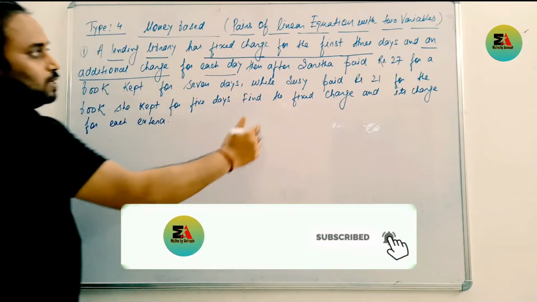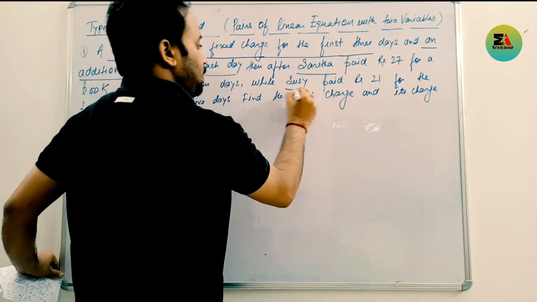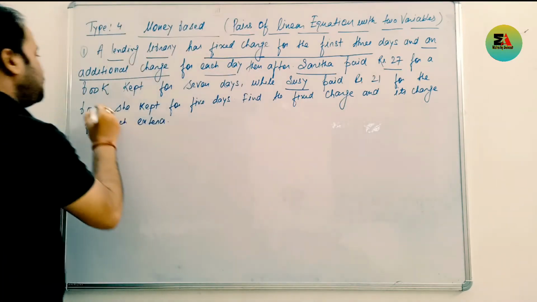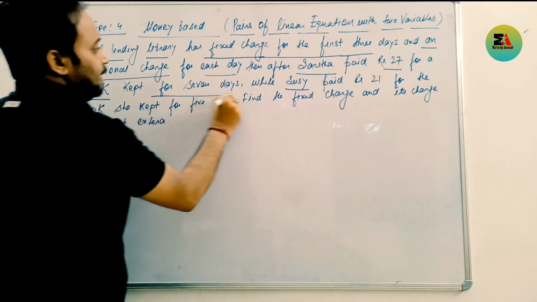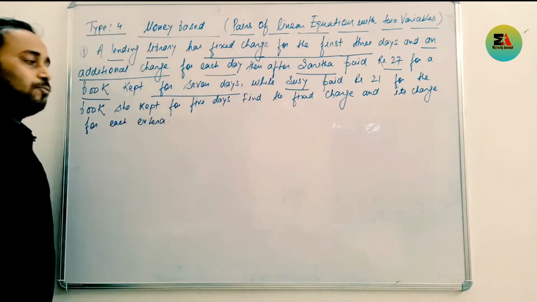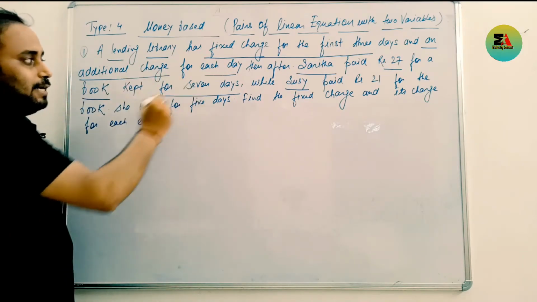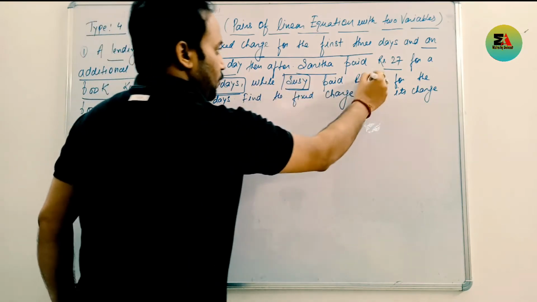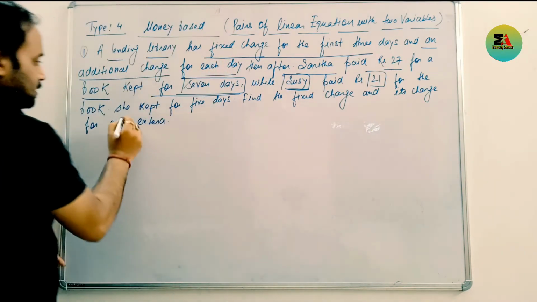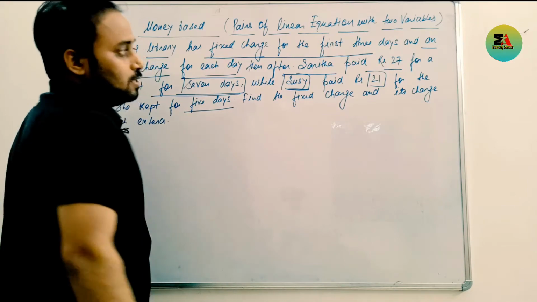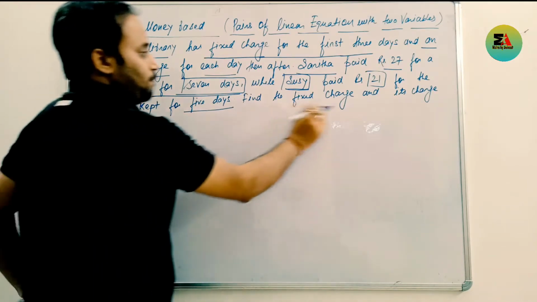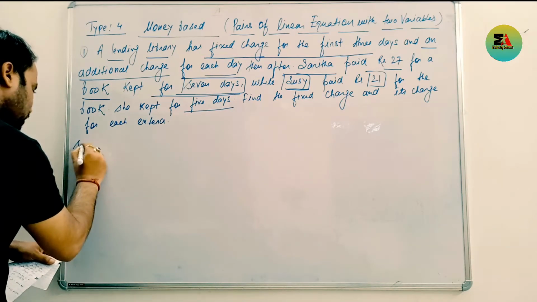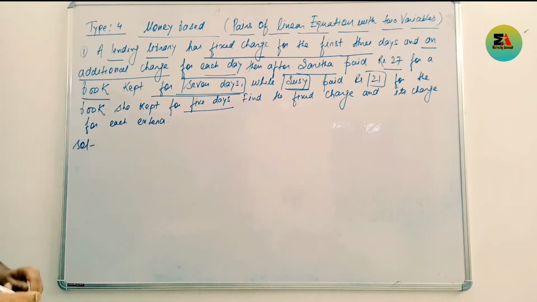Clear? And there are two persons. The first person is Sarita and the second person is Sushi. Sarita paid 27 rupees and she kept a book for 7 days. Another person, Sushi, paid 21 rupees and she kept a book for 5 days. We have to find the fixed charge and the additional charge. See how we solve this one.